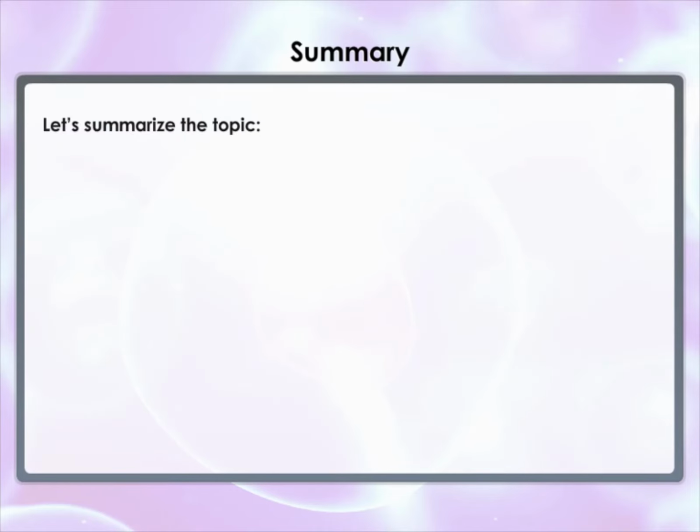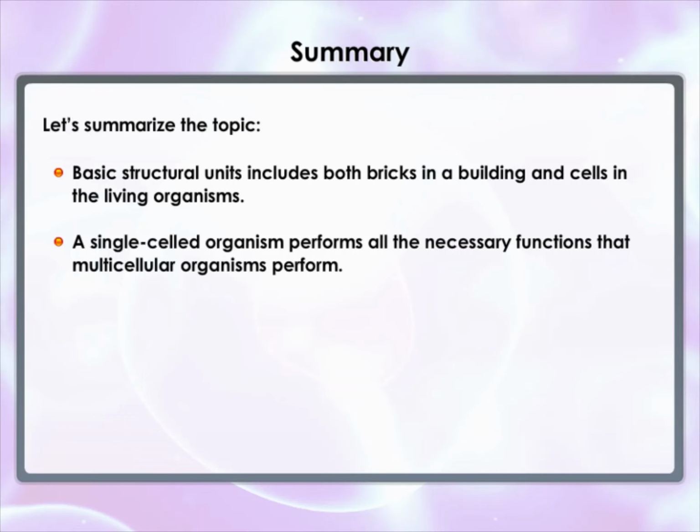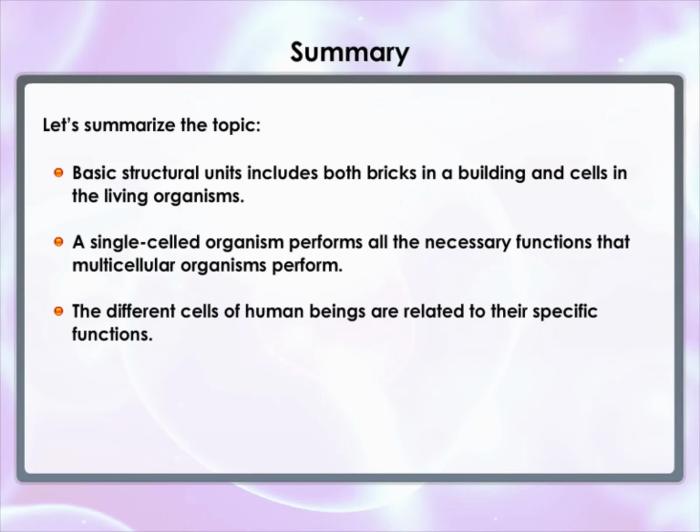Summary. Let's summarize the topic. Basic structural units include both bricks in a building and cells in the living organism. A single-celled organism performs all the necessary functions that multicellular organisms perform. The different cells of human beings are related to their specific functions.